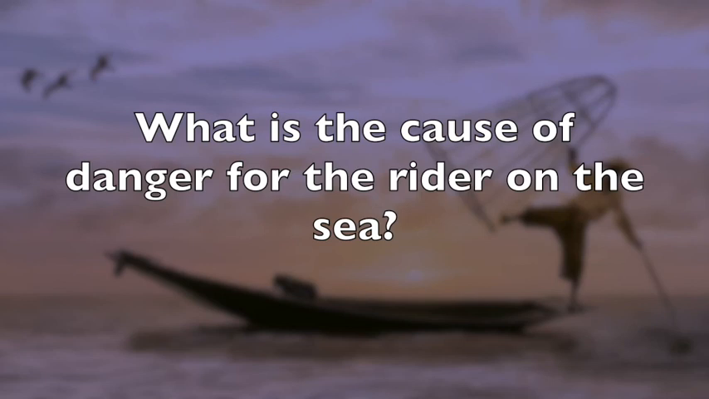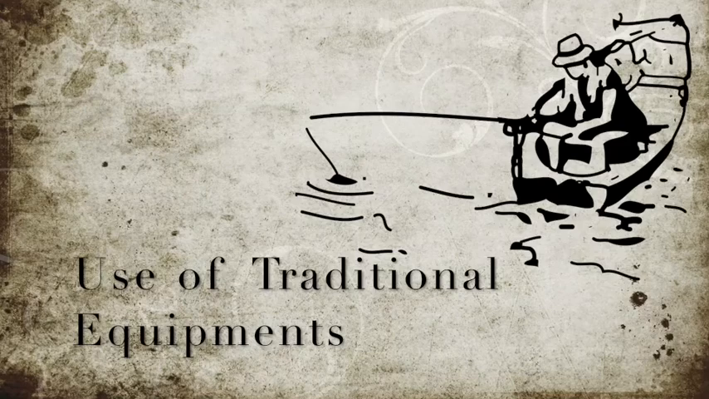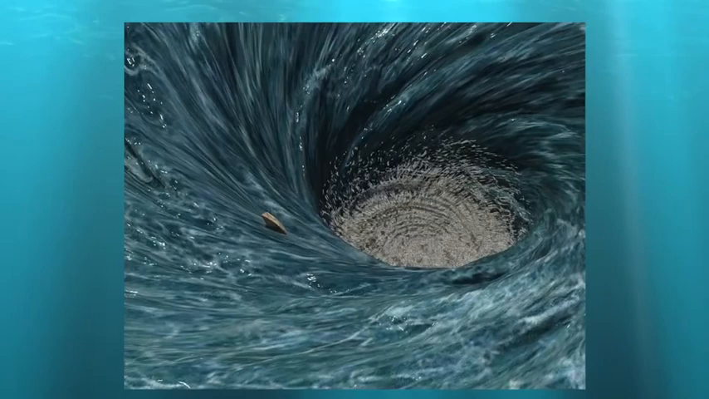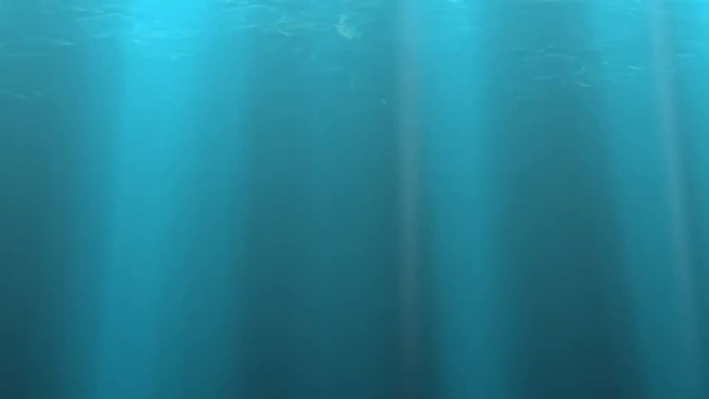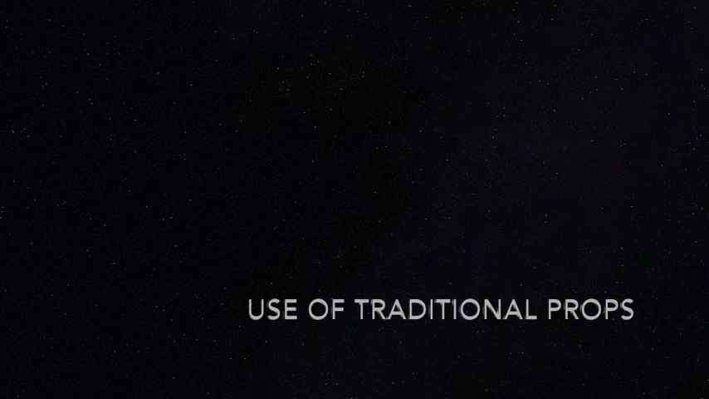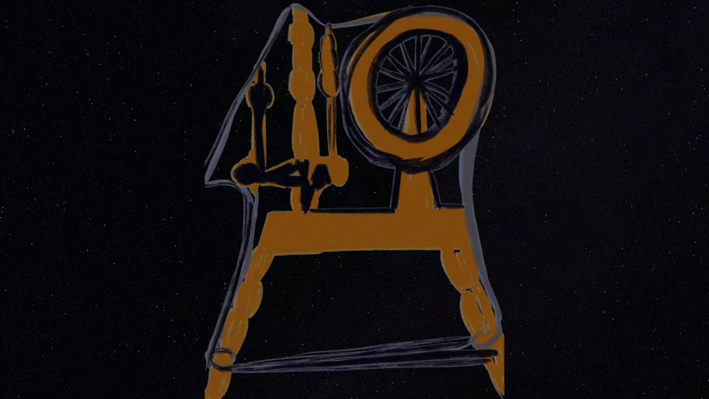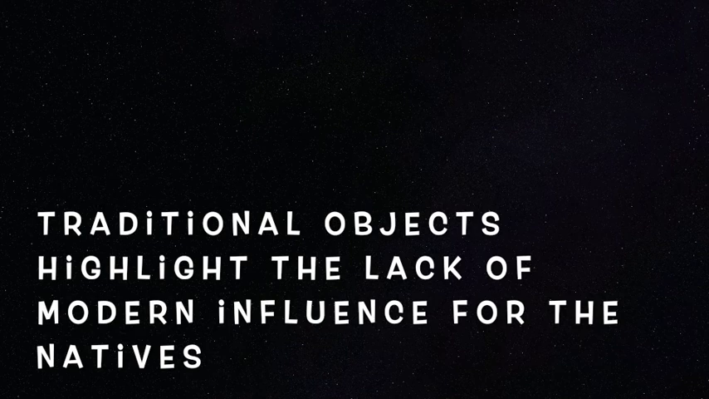So what is the cause of danger for a rider of the sea? The biggest concern for the riders of Aran Islands is their dependence on traditional equipments that are unable to safeguard and warn them about the unpredictable course of the sea. The writer Synge has laid emphasis on these traditional objects in the very starting of the play that displays a net, oilskin, and a spinning wheel. These objects suggest the lack of modern equipments and machinery in their lives.